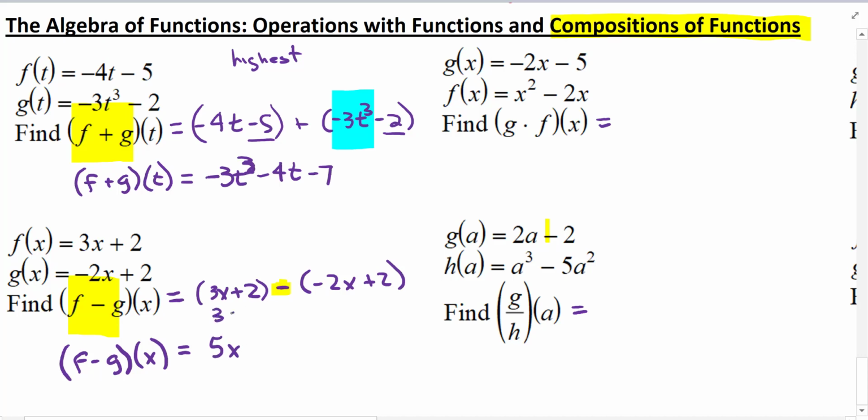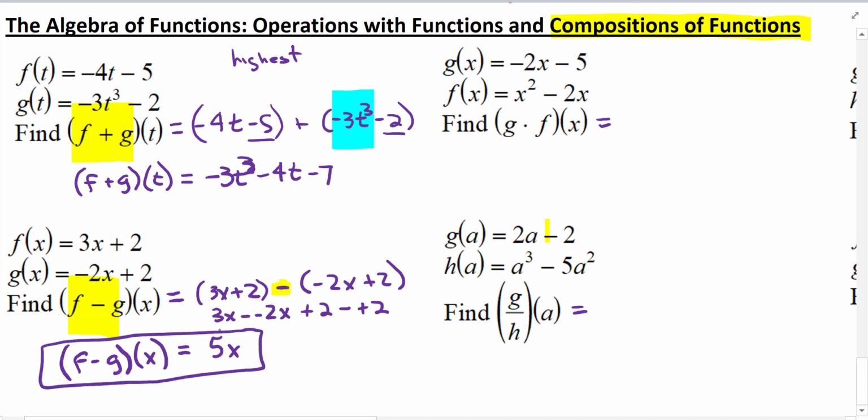If it helps, you could rewrite it like this. And then we have 2 subtract positive 2. So we have a positive 2 subtract a positive 2. Well, that just zeroes out. So that's your final answer.